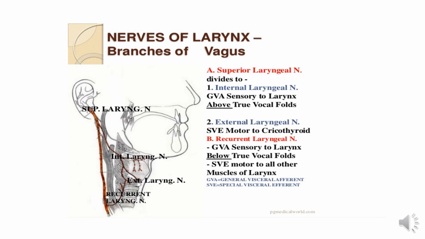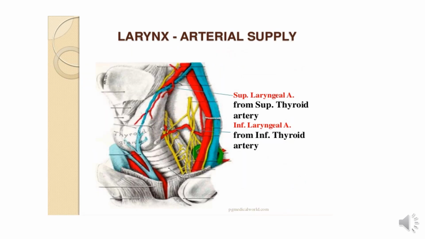sensory supply of the larynx above vocal cord من superior laryngeal through internal branch of the superior laryngeal, below vocal cord by recurrent laryngeal nerve. arterial supply والسمبل superior thyroid وinferior thyroid. superior laryngeal عفوا وinferior laryngeal هو هذا جاي من superior thyroid هذا جاي من inferior thyroid.